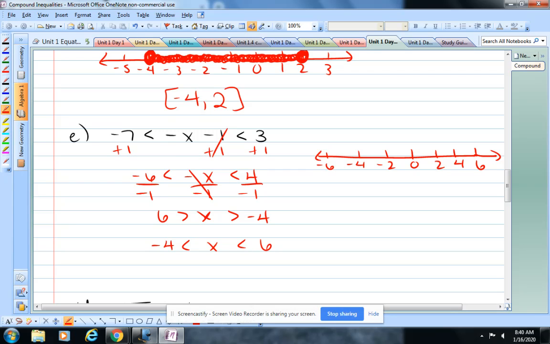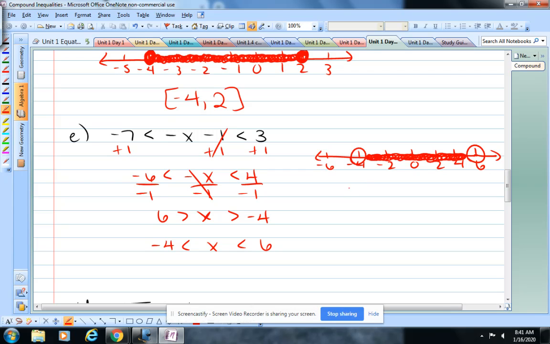All right, does negative 4 get an open circle or a closed circle? Open. What about positive 6? Open, and where do we shade ands? In the middle. Are my boundaries included this time? No, neither one of them is. So sometimes you'll have both included or both not included, and sometimes you have one of each. So you just got to pay attention to whether you have or equal to's or not.